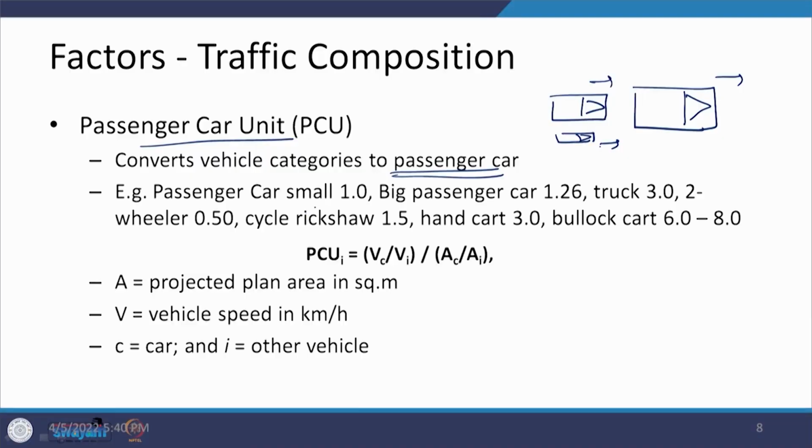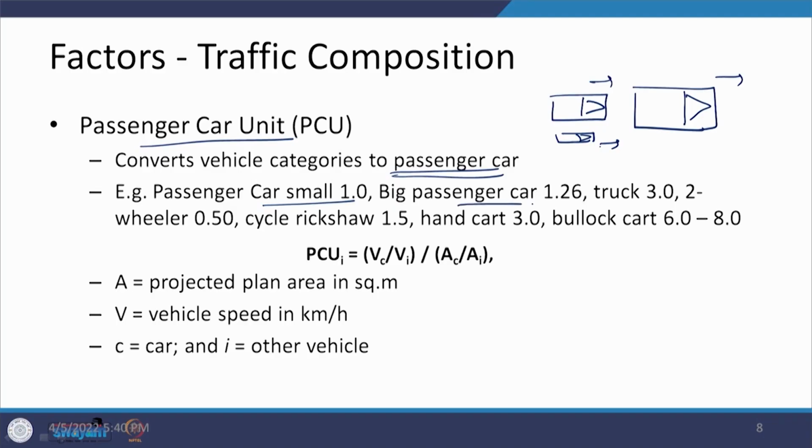And so, to account for that, when we try to convert them into a PCU, for an example, if we say the small car is 1.0, that means we are comparing car with a car, obviously it is 1.0, but when you have a big passenger car, then it can be 1.26. Now, here I can give you some idea of how the small car or big car are being defined. They are being defined in terms of the capacity or the CC, that is 1500 CC is being considered as a demarcation between a small car and a big passenger car here.